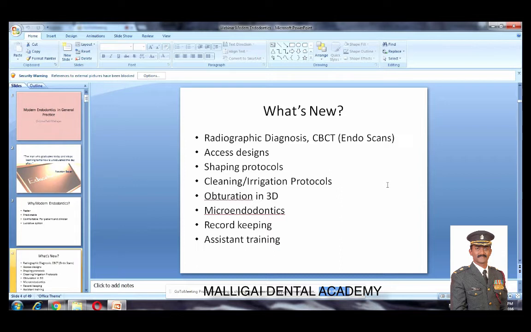Access designs have been modified. The shaping protocols have changed. The shaping protocols are predominantly dominated by the rotary shaping protocol, as we all follow it.